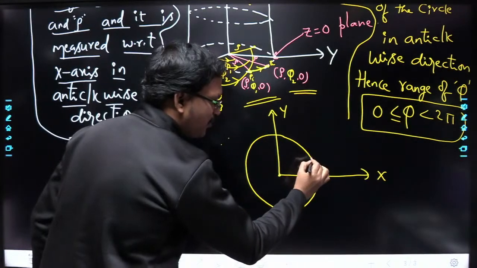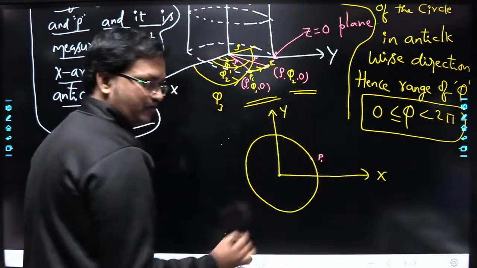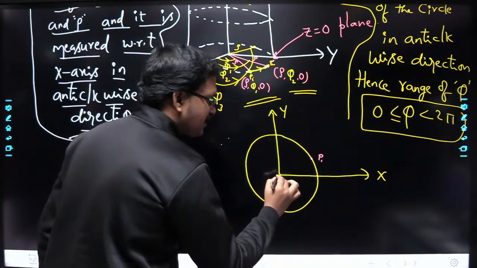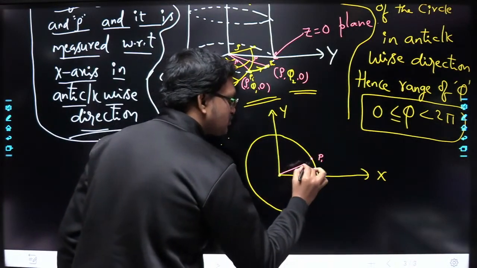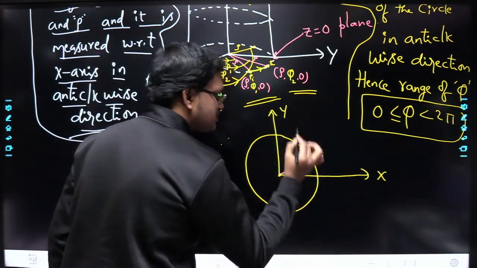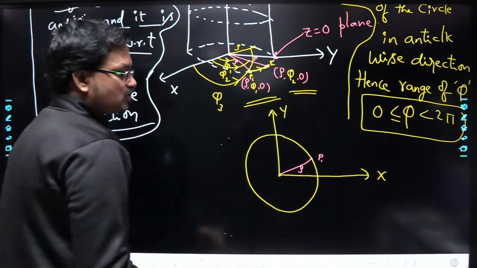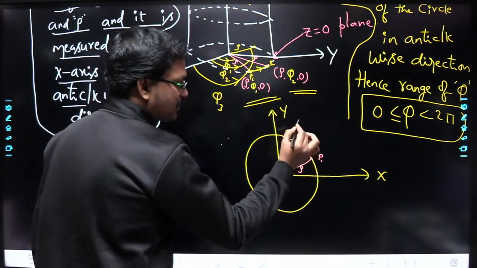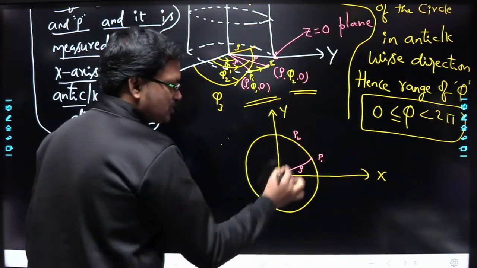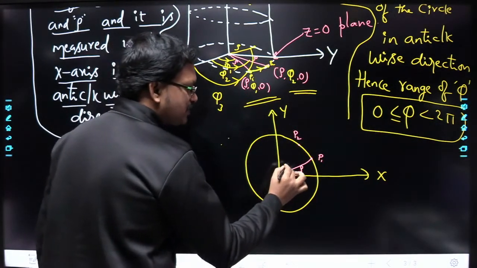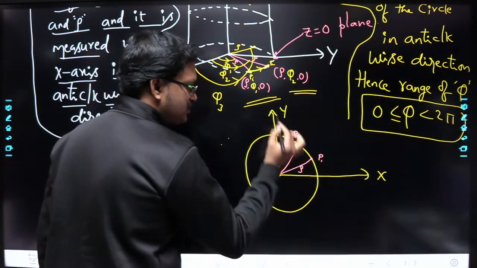Now I am considering a point P1. This point P1 is at a normal distance rho. Now I am considering another point, P2. This P2 is also at a normal distance rho.